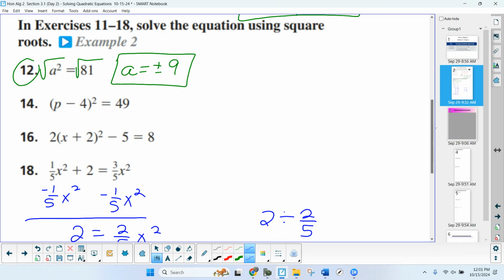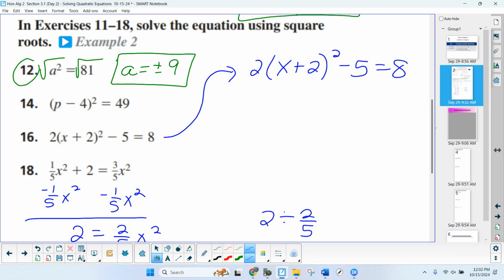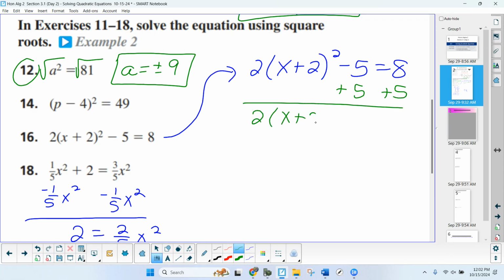I should probably do a problem like 16. I don't love it, so I was avoiding it. Okay, let's do 16 together. These ones are getting us ready to complete the square. We need to isolate that quantity squared first. So everybody, what would I do to isolate that quantity squared first? Somebody said add the 5. When you do, you get 2 times the quantity x plus 2 squared equals what?